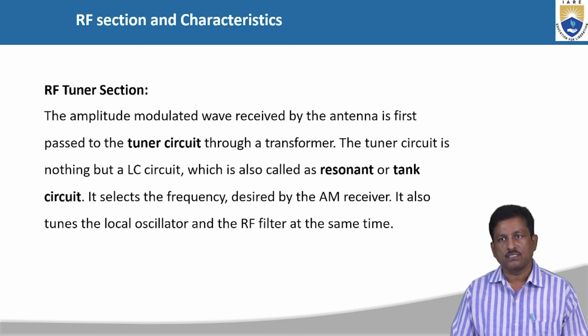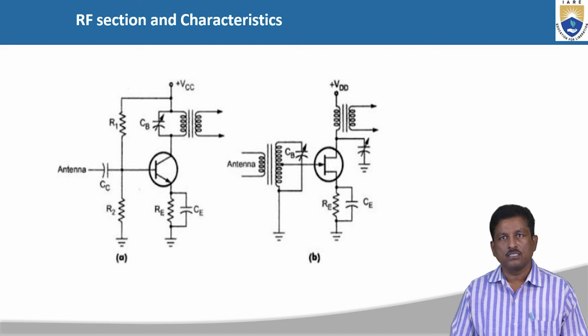So this is the RF section. You know that it is a combination of L and C. This is known as the resonance or tank circuit, which can tune to the desired frequency. This is the RF section, with different circuit diagrams based on transistor and FET characteristics.